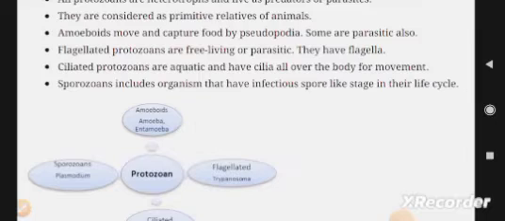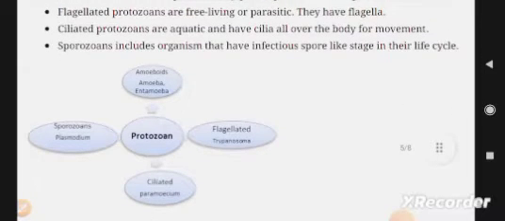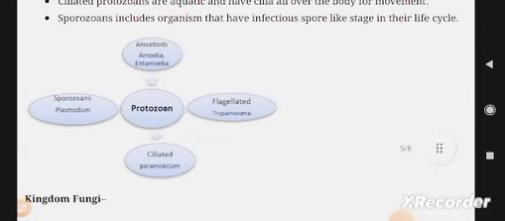Sporozoans include organisms which have infectious spore-like stage in their life cycle. So protozoans have amoeboids, example amoeba and entamoeba, flagellated trypanosoma, sporozoans plasmodium.